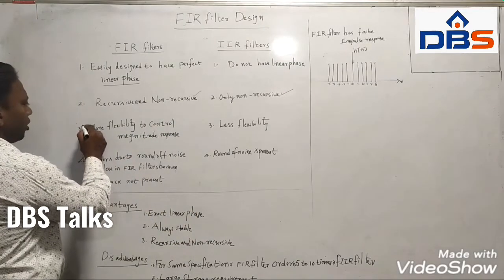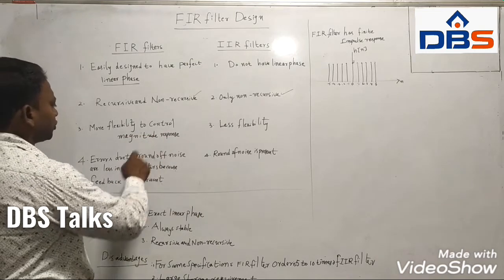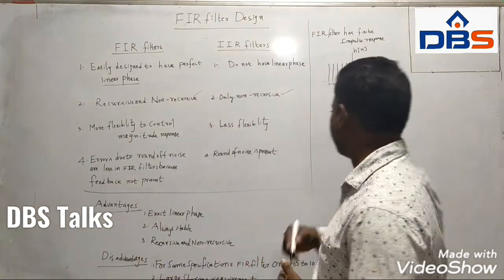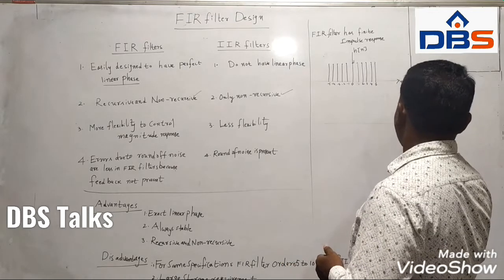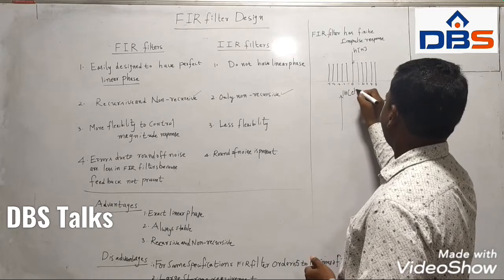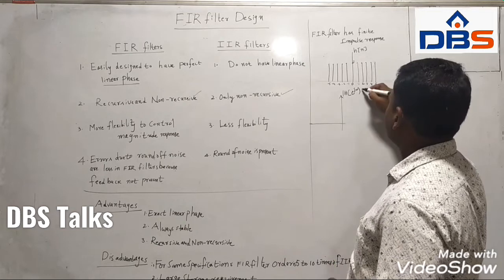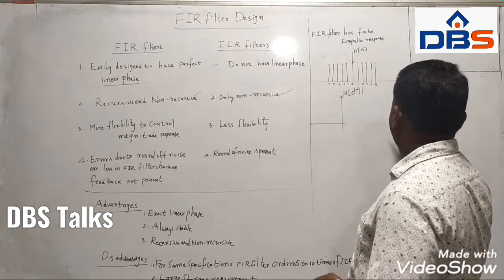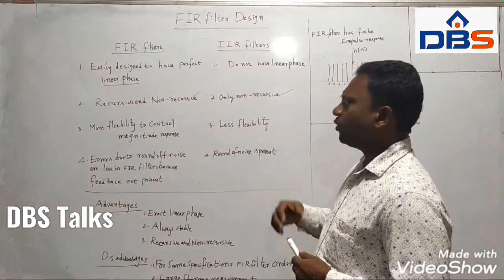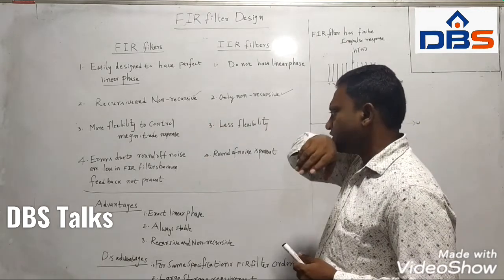And coming to this, more flexibility to control the magnitude response. Third one, more flexibility to control the magnitude response, which means you can control the magnitude response. Magnitude response means frequency versus magnitude, like this. On x-axis you will take the frequency, y-axis you take the magnitude. So therefore at each and every frequency we can control the magnitude. For the FIR filters, more flexibility is there to control the magnitude at different frequency values. You will have less flexibility here.